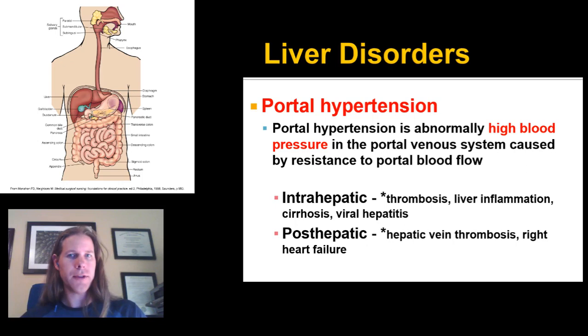So, this next section, this last section of GI alterations, is going to cover liver disorders and the complications that can come about because of liver failure and liver dysfunction, and then also gallbladder disorders, and then just briefly pancreatic disorders at the end.